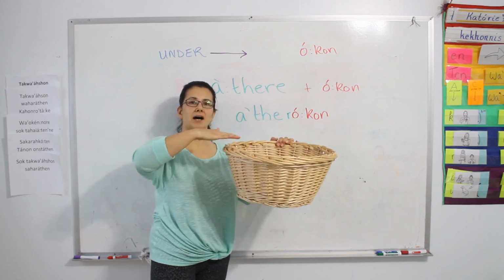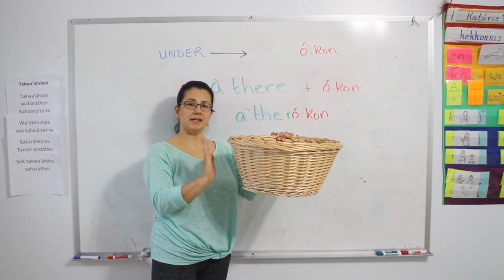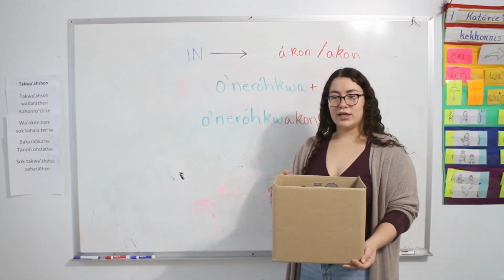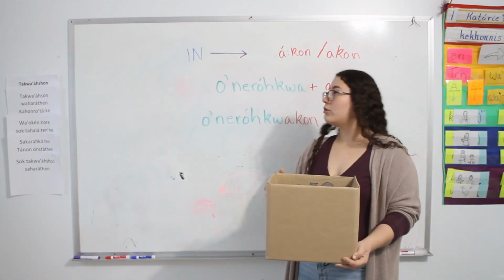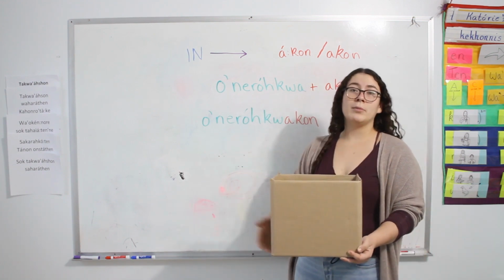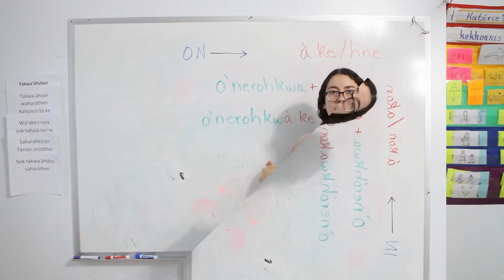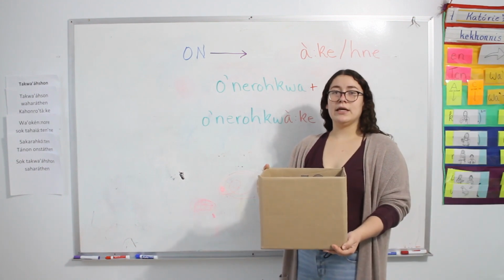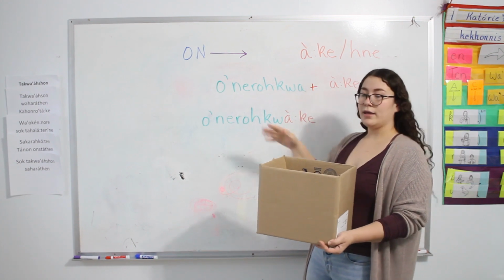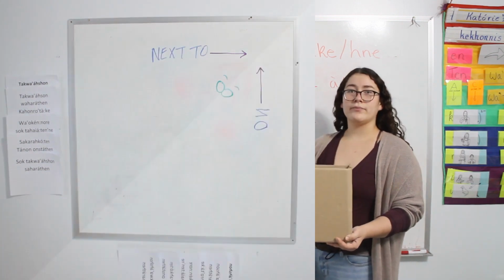Ateragu, aterage, aterakta, aterogu. Otnerokwa giga. This is a box. Otnerokwa, dano agu, otnerokwagu, in the box. And then to say on the box, you would say otnerokwage. So otnerokwa and age, otnerokwage.